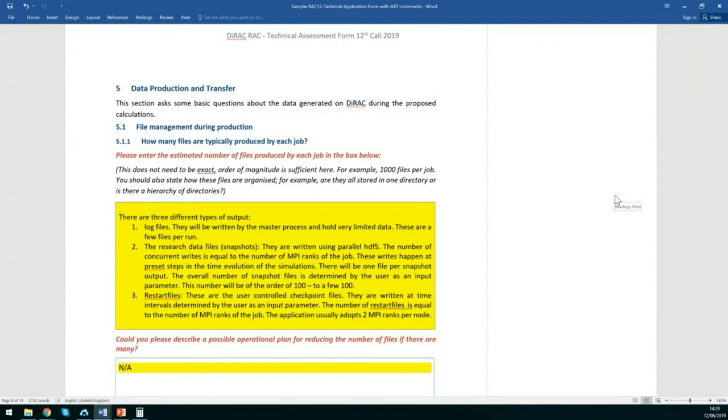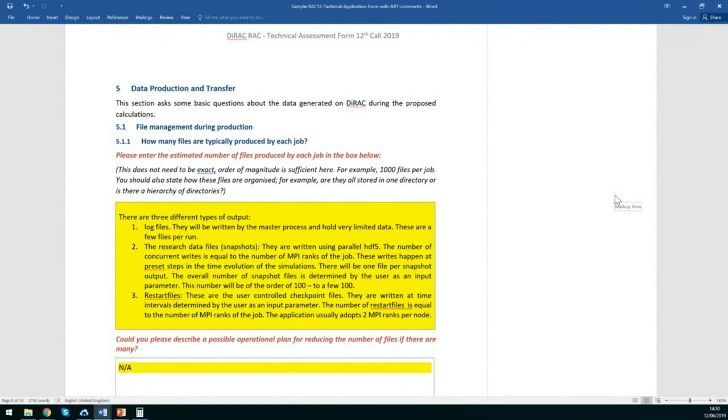In the present case, we have three types of files. Log files, which are readable text files, and they are limited, and there is the odd output from one process. There's only one process that writes to these log files. Then you have the research data output, which in this case are called snapshots. They are written in parallel HDF5, and there's one file written per snapshot. And that file could be, in this case, 1 to 2 terabytes, or if it's a much larger application, it could be 20 to 30 terabytes.